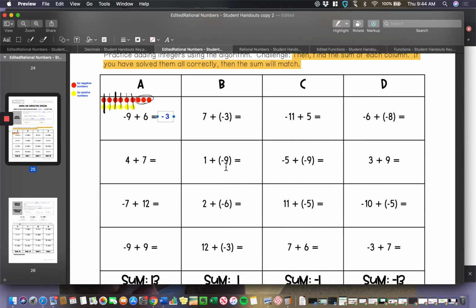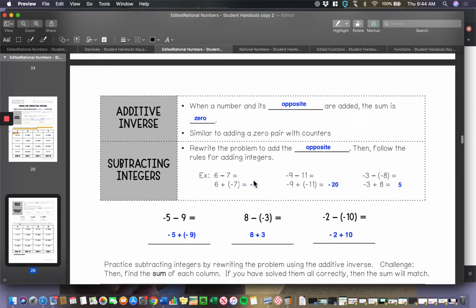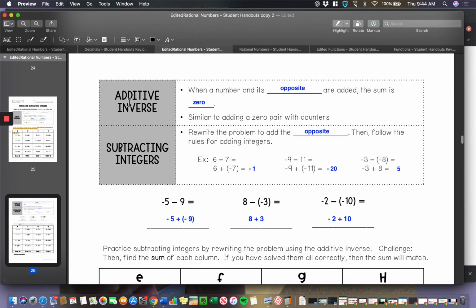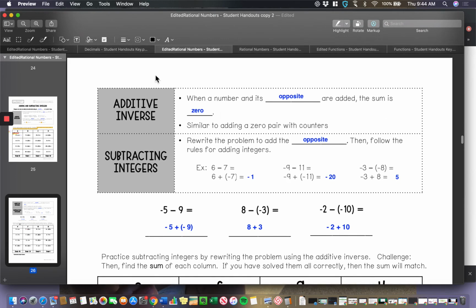Also, you can always use that number line that was down there below to move on the number line left and right depending on the sign in front of the number, just like in our previous lesson. All right, we have additive inverse. When a number and its opposite are added, the sum is 0. So if you have a positive 2 and a negative 2, then your answer is 0. It's plus 2 minus 2, 0.